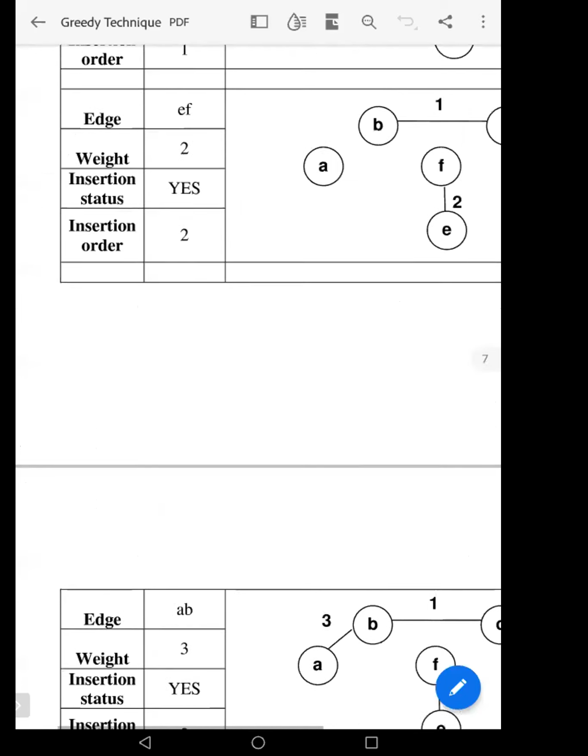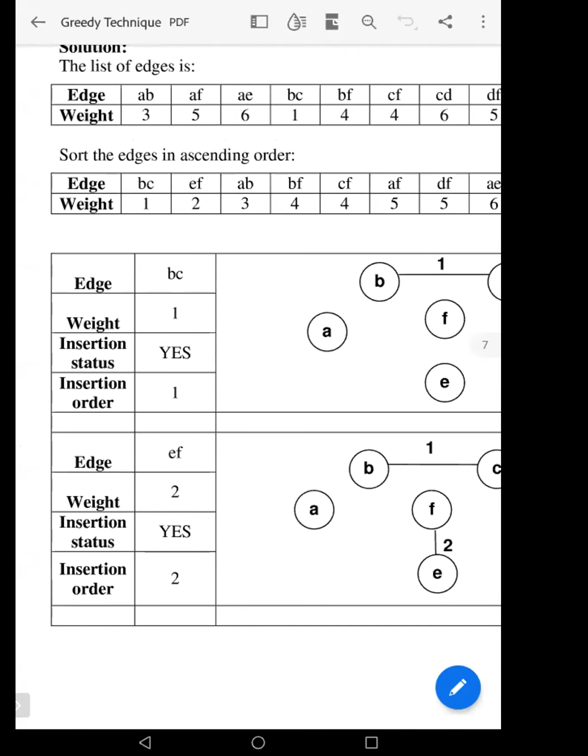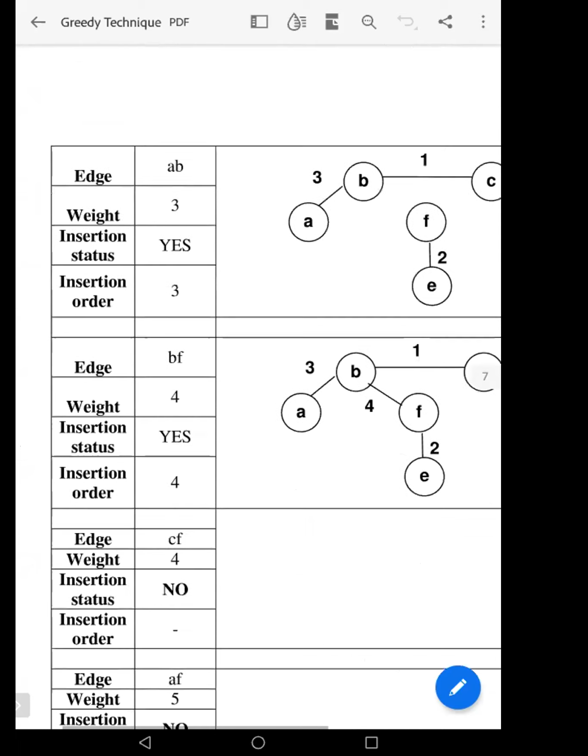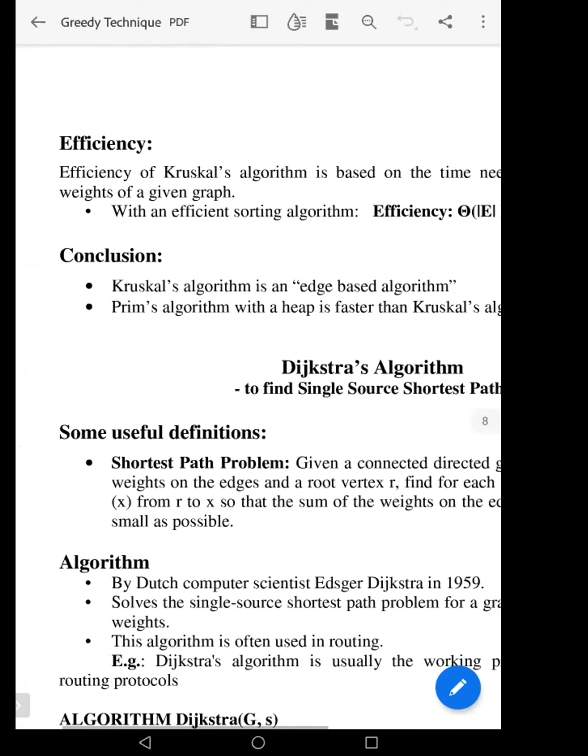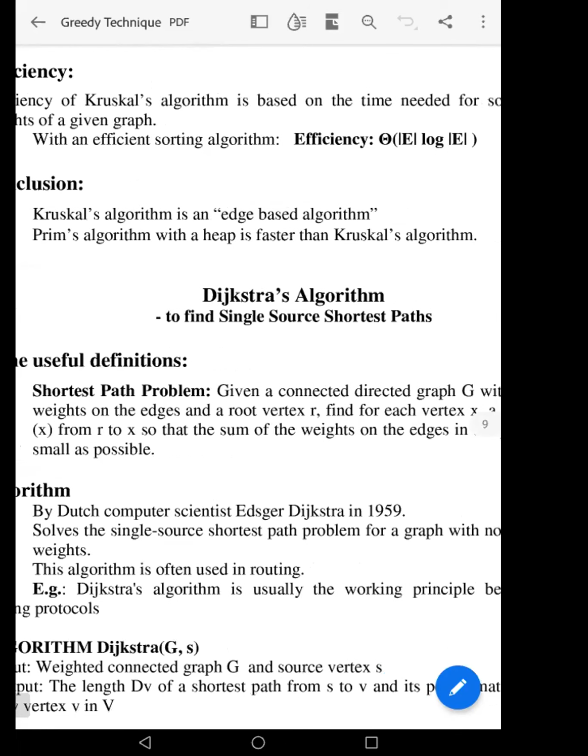this greedy technique. Another problem we can solve is the shortest path problem. We can use Dijkstra's algorithm, which is a single source shortest path problem.